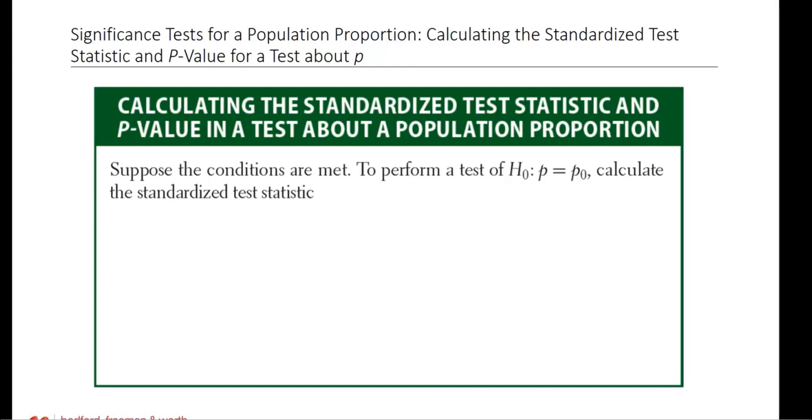To perform a test, we calculate the test statistic. This is the formula you need. So z equals the statistic, which is p hat, minus the population parameter, divided by the standard deviation, which in this case is the square root of pq over n.